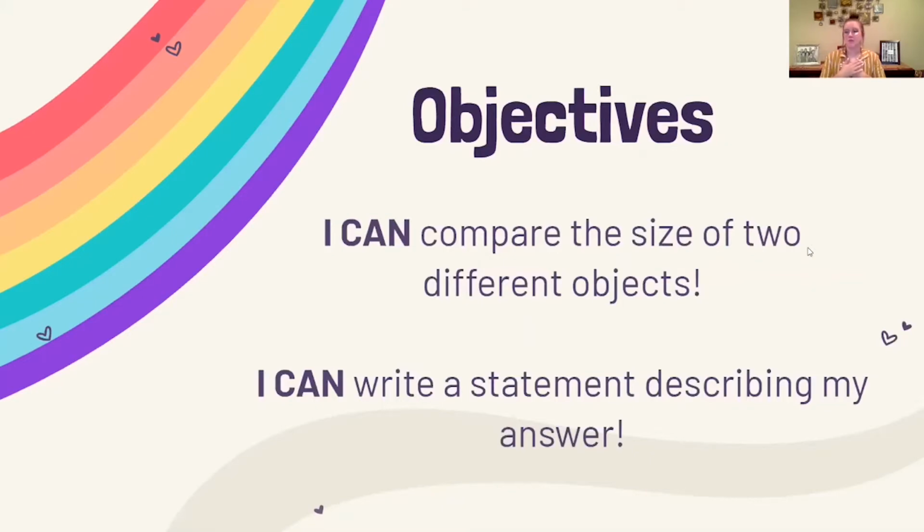As always, I'm going to read it first, then we'll read it together. You ready? I can compare the size of 2 different objects. All together. I can compare the size of 2 different objects. Nice job. Now let's do the next one. I can write a statement describing my answer. All together. I can write a statement describing my answer. Nice job.